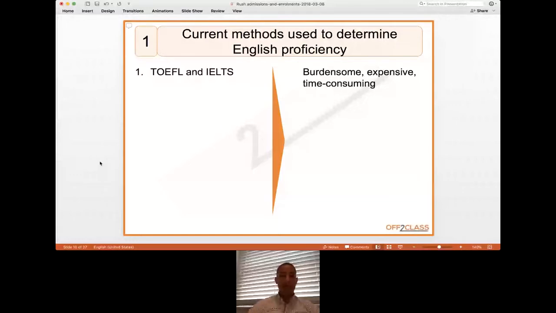So although it does provide a very understandable band and score that the institution can use and compare to the rubric to understand what that band and score means, it can be a very time-consuming and burdensome process.